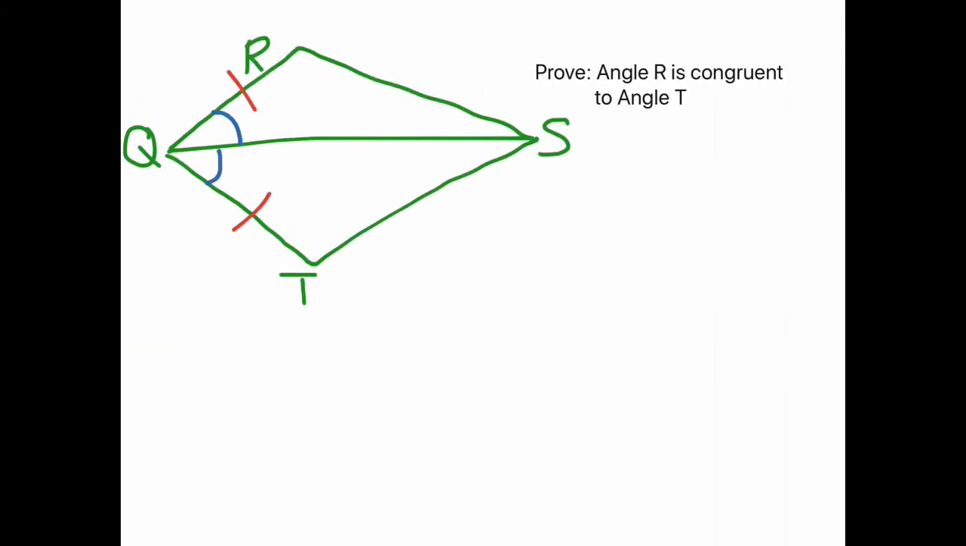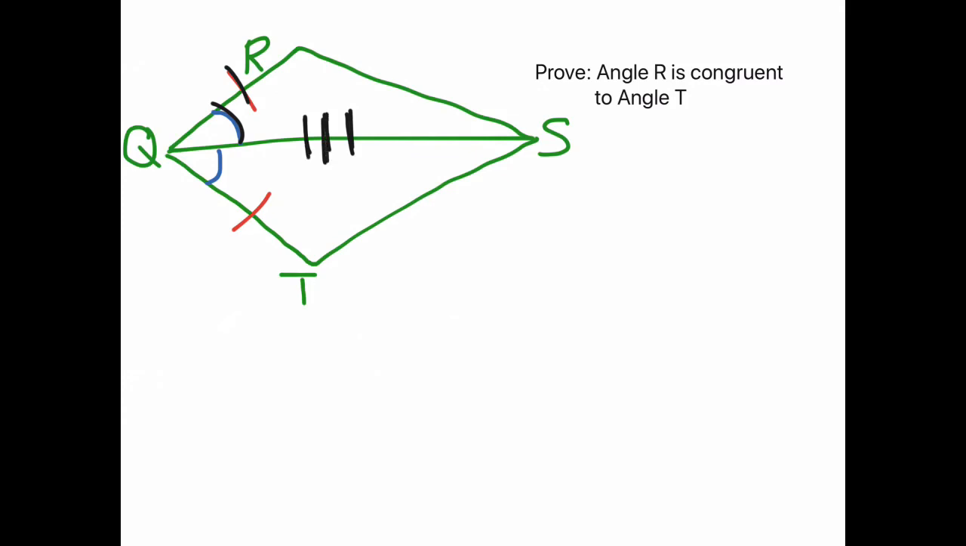Our next one gives us that angle RQS and angle TQS are congruent, and side QR and side QT are congruent. And they want to know how we can prove that angle R is congruent to angle T. So to begin with, we want to figure out what other information we need. We have one side and we have one angle. And the only other thing we can do here is say that this side is congruent to itself through the reflexive property.